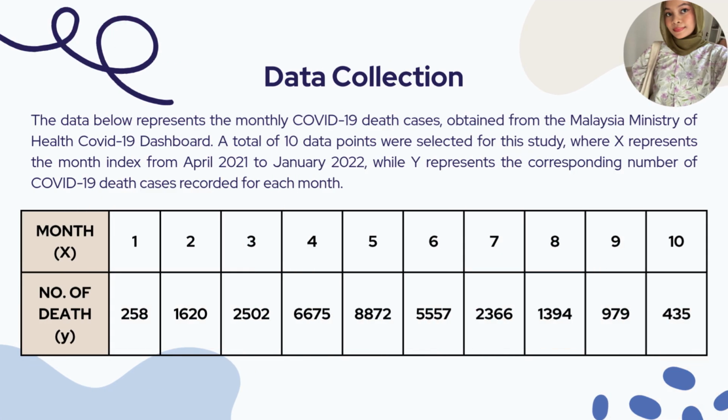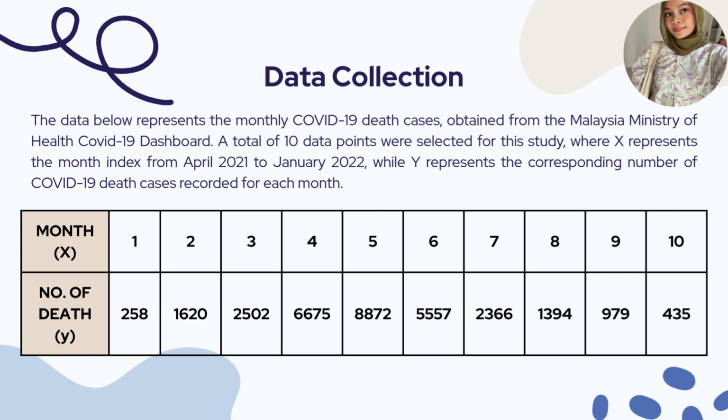So next, I will be presenting our data collection and analysis regarding COVID-19 mortality trends in Malaysia. To conduct this study, we gathered monthly COVID-19 death cases directly from the Malaysia Ministry of Health COVID-19 dashboard. We selected a total of 10 specific data points spanning from April 2021 to January 2022. To analyze this mathematically, we set two variables where X represents the month index from April 2021 to January 2022, while Y represents the corresponding number of COVID-19 death cases recorded for each month.